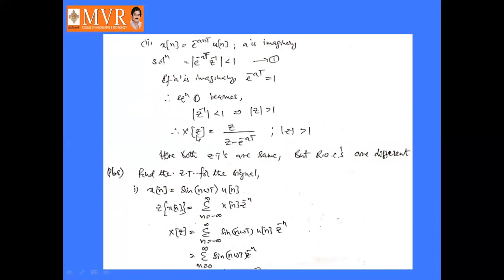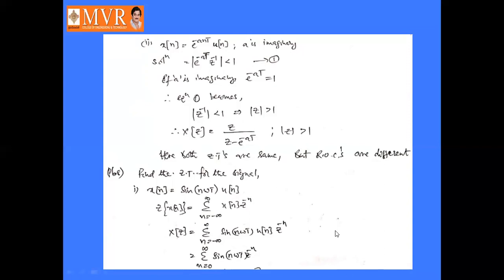So it is X of z equal to z by z minus e power minus 80 into this is the solution, and mod z is greater than 1. Here both z transforms are same, but ROCs are different. Here z is greater than 1. So here ROC will be beyond unity circle, right? Beyond the unity circle.